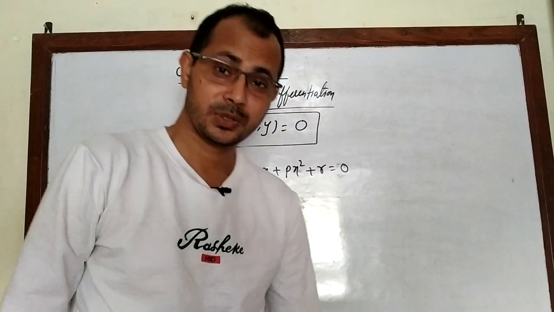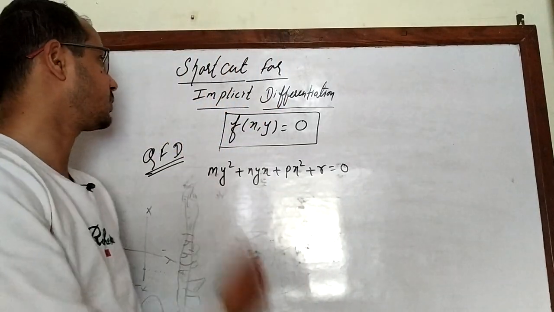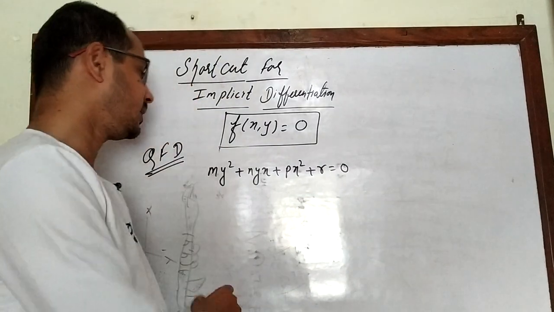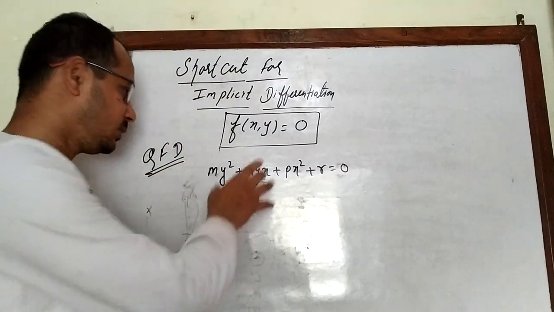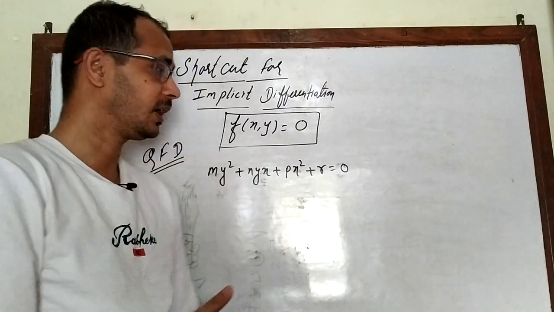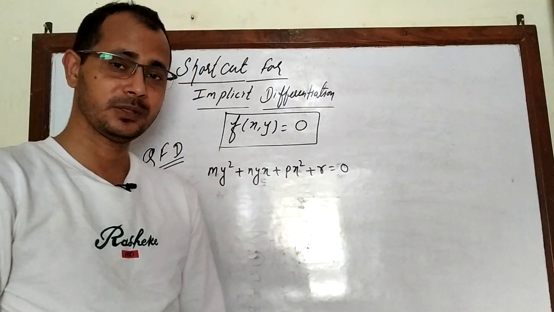Okay, dear students, I hope you might have understood the shortcut for the implicit differentiation. On basis of that, now this is the question for the day. You determine the value of dy by dx and take the time and comment the answer of this.